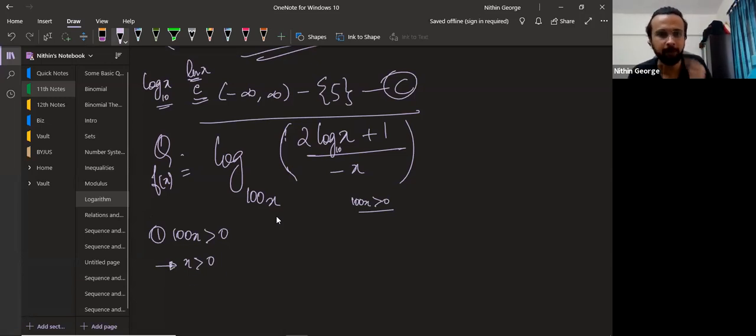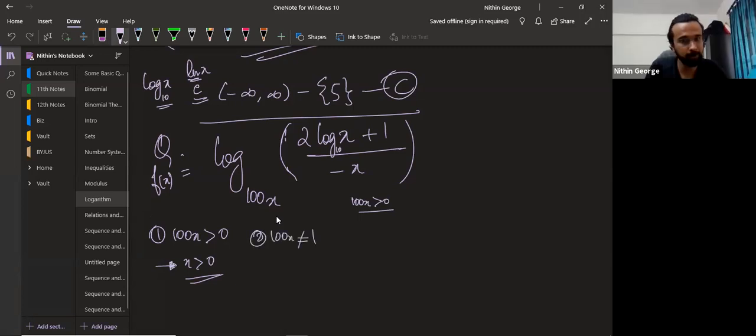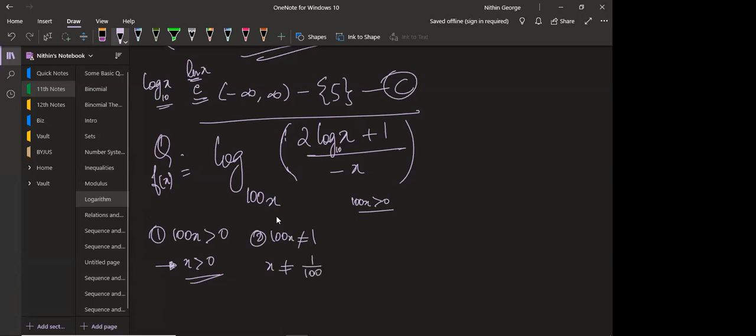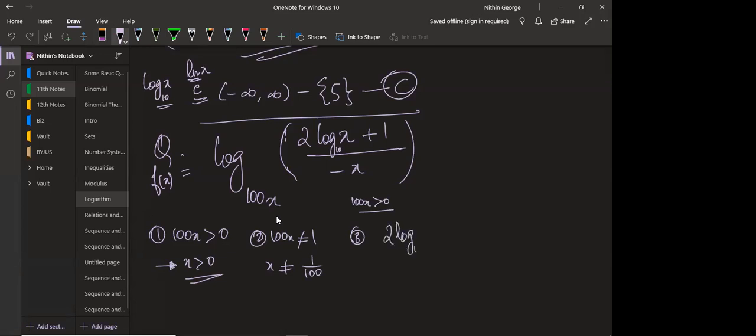Okay. Now, for 100x, what is the not equal to condition? 1. 100x not equal to 1. Nice. So x not equal to 1 by 100. Is there any other condition? 2 log x plus 1 by minus x greater than 0.